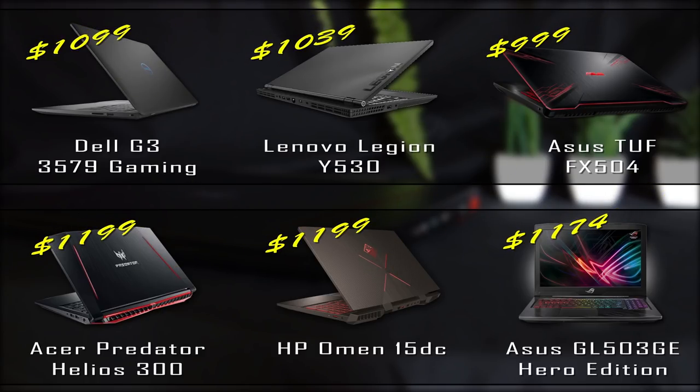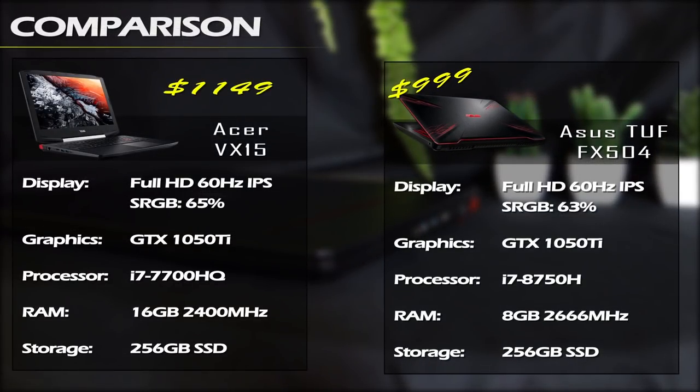The launch of 8th generation Intel processors brought to the market a lot of new laptops that outclassed previous models with their performance and even price. Let's take a look at Asus TUF FX504 that costs $1000. It has GTX 1050 Ti, i7-8750H processor, 8GB of RAM and 256GB SSD.